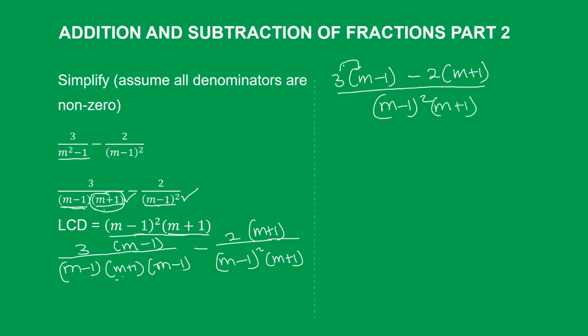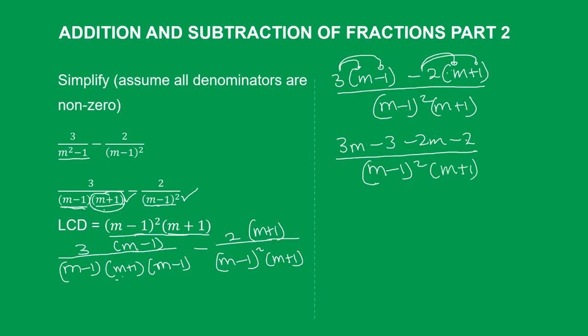Expand here, 3 times m, 3 times negative 1, so it's 3m minus 3. Then negative 2 times m is negative 2m. Negative 2 times 1 is negative 2. All this over m minus 1 squared and m plus 1. Then we have like terms here. 3m minus 2m, that is m, 1m. Then negative 3 minus 2, that's negative 5, over m minus 1 squared, then m plus 1.